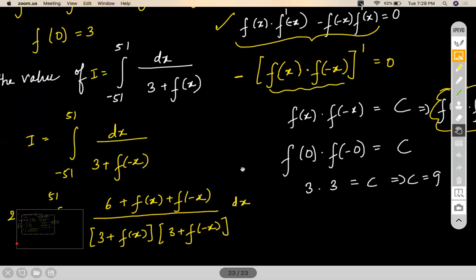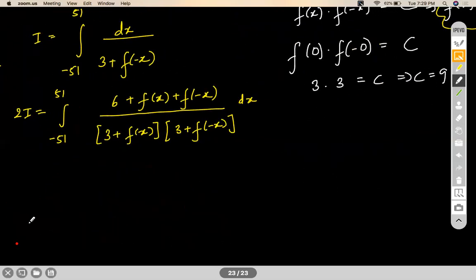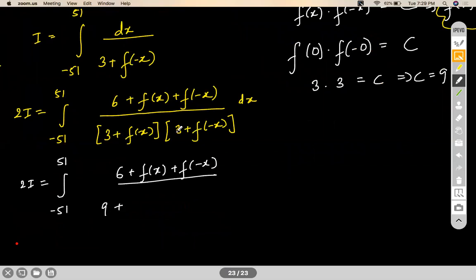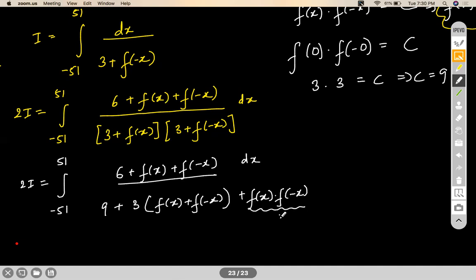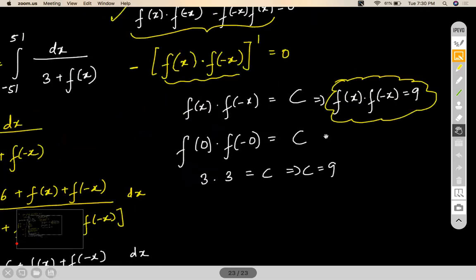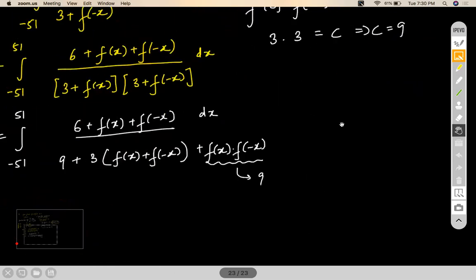Correct? Any questions here? Okay. Let us simplify the denominator. The denominator will give you 9 plus 3 times f of x, f of minus x, plus f of x into f of minus x. Which anyways, you know that this is going to be a 9, because we just now figured out that f of x into f of minus x is a 9.